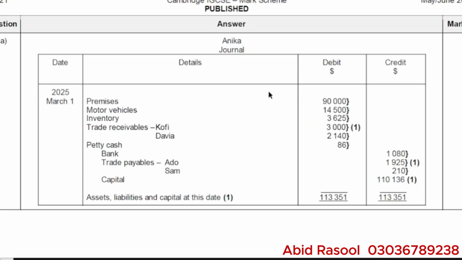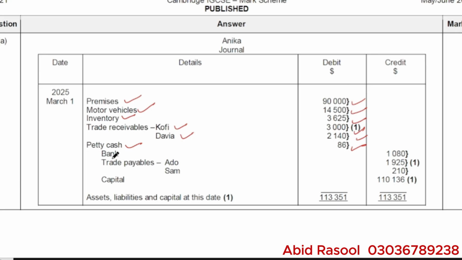Here we have its solution. You can see they have written, first of all, the debit entries. All the debit entries are written. See, premises, its amount in the debit column, motor vehicle asset, amount in the debit column, inventory asset, amount in the debit column, then trade receivables, Coffee and Devia, they are also appearing in debits. Then petty cash is our asset, the balance of the petty cash book, it is 86. It is also our current asset, and they all are shown in the debit column.